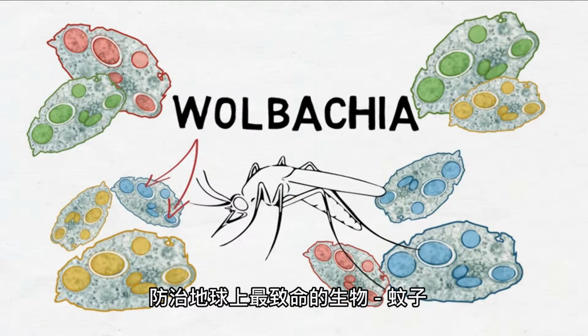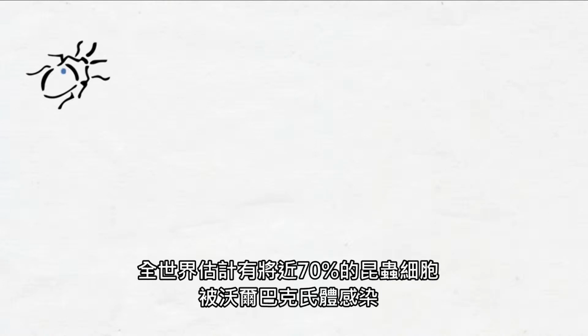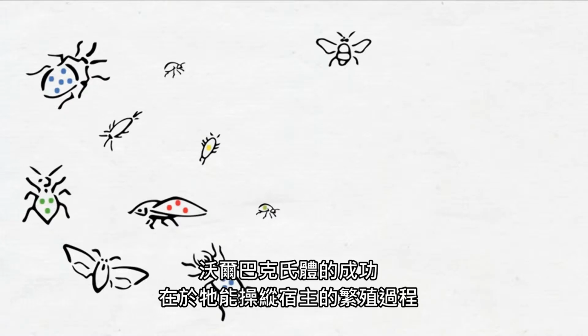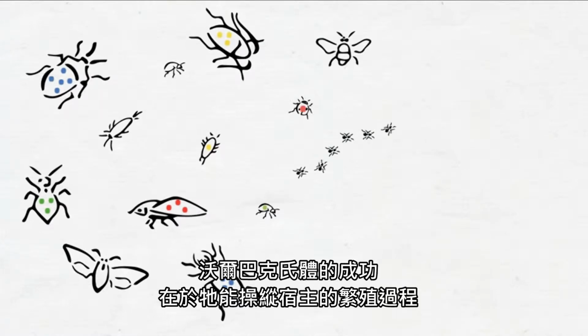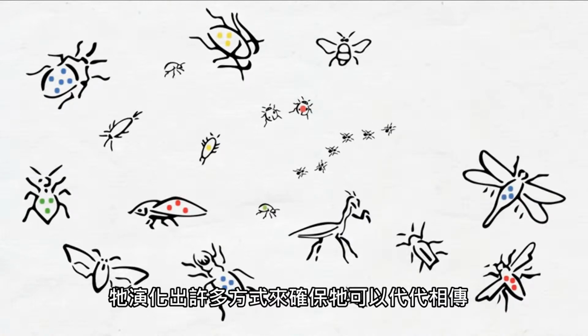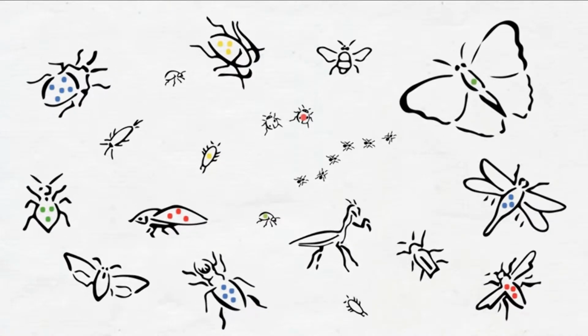on Earth, the mosquito. It is estimated that Wolbachia infects the cells of nearly 70% of the world's insects. Each species is infected with a different variation or strain. The success of Wolbachia is due to its ability to manipulate the reproductive process of its hosts. It has evolved a number of ways to ensure that it gets passed along from one generation to the next.